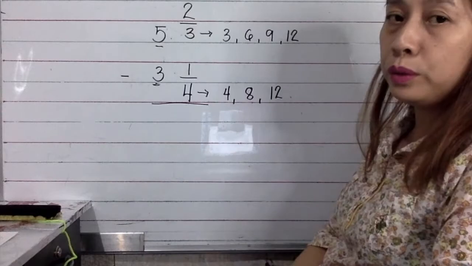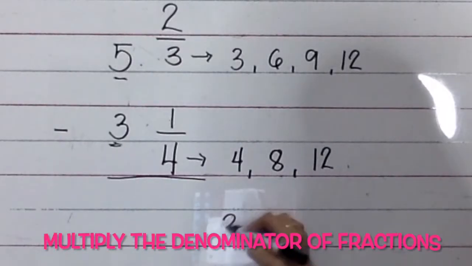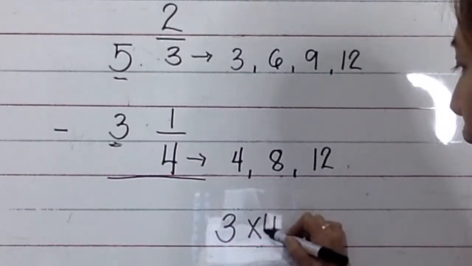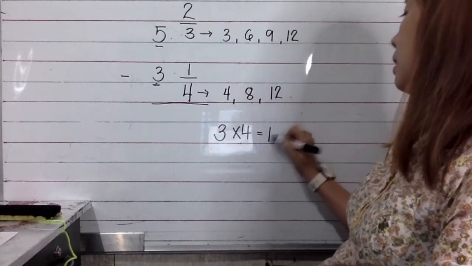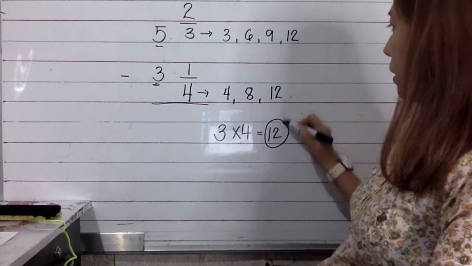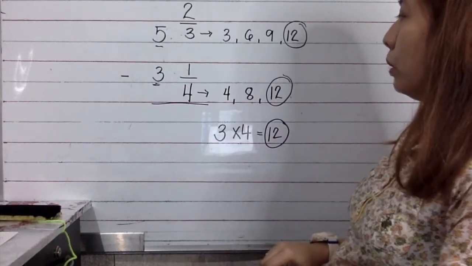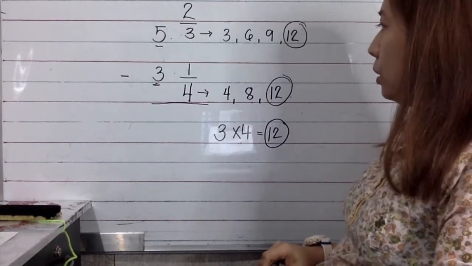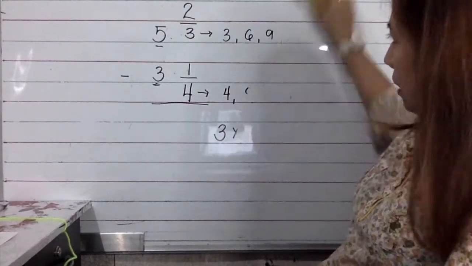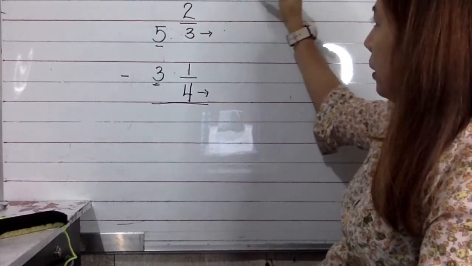Or you can do the second tip, which is 3 times 4. It's 12. Okay? So, the LCD, or least common denominator, is 12. So, we are going to use the 12 as the denominator.